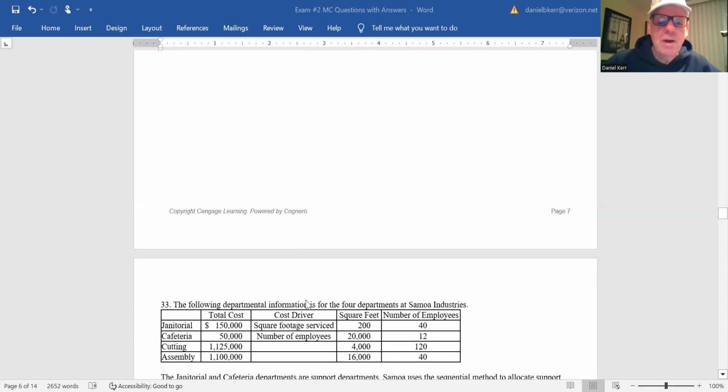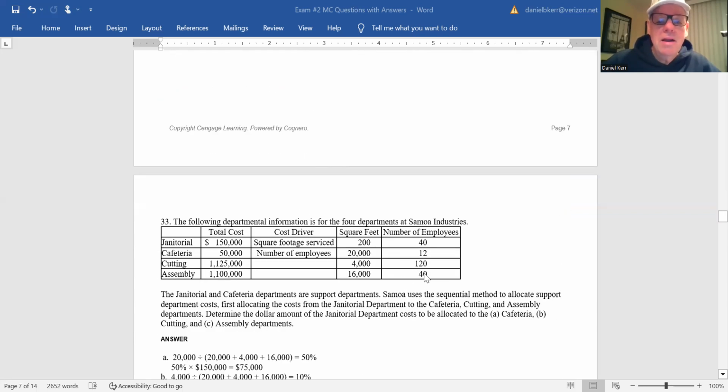Now let's get to the problems or the opportunities. All right, so determine the dollar amount of the janitorial cost to be allocated. The department information for 4 departments for Samoa Industries is as follows. Samoa uses the sequential method to allocate support costs, first allocating the cost from the janitorial department. So when you allocate the janitorial department, you've got $150,000 worth of cost, and you would allocate it based on the square footage.